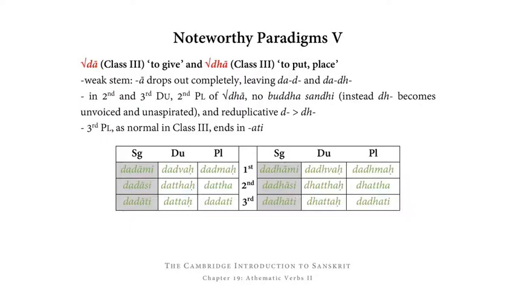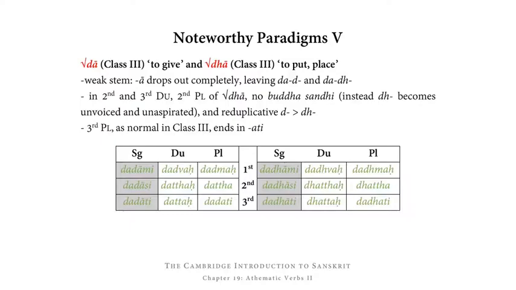The same thing happens in the second plural. So in front of the ending ta, which begins with unvoiced t, we have the d again changing into a t, so we have dat ta. And then in the third plural, we have the form dadati, because in class 3 verbs, the third person plural always has the ending ati, not anti, and so we have da, which is the reduplicative syllable, d, the weak form of the stem, and ati, the ending for the third plural, which looks very much like a third person singular form, so don't be confused by that.